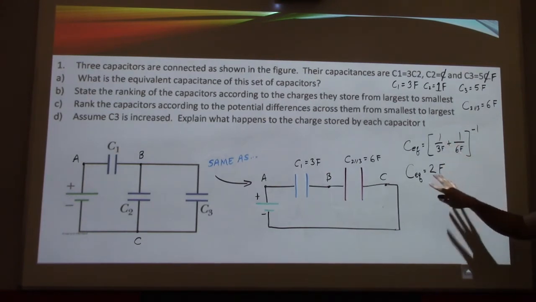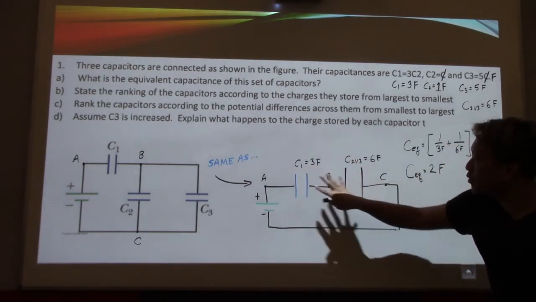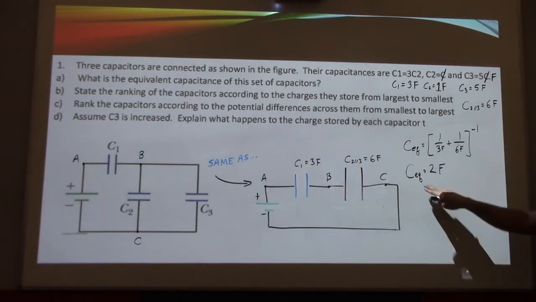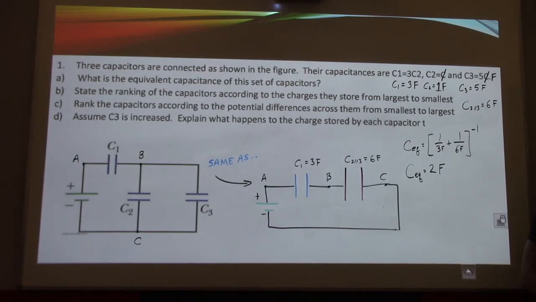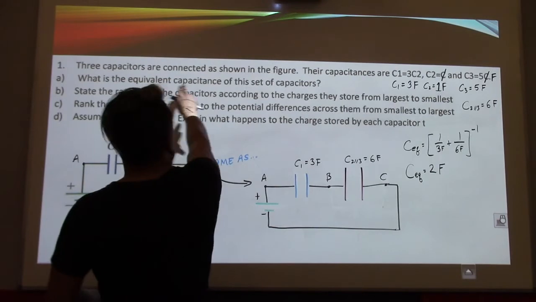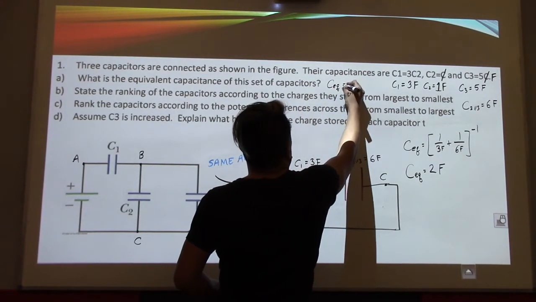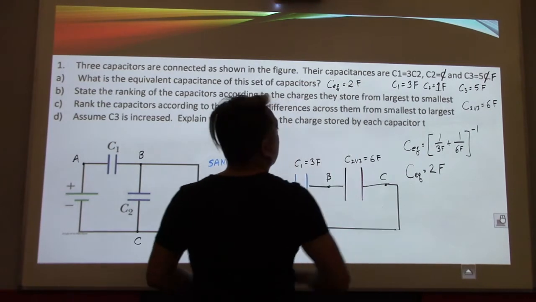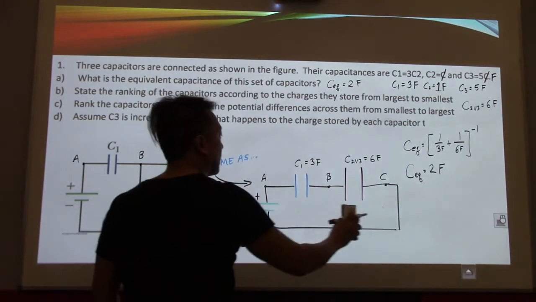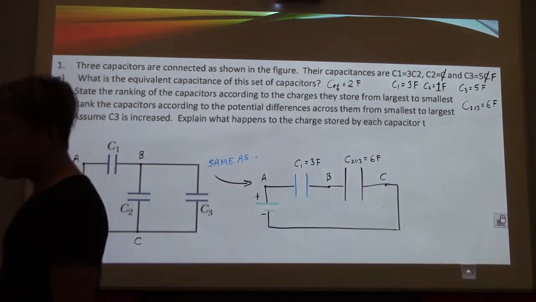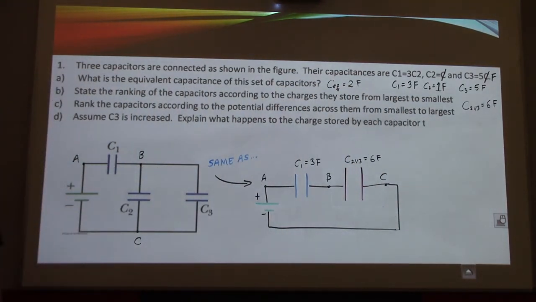So this is saying, if I were to replace these two capacitors that are in series with one giant one, that one giant one would have a capacitance of 2. Okay? So that answers the first part. What is the equivalent capacitance of the capacitors? C_eq equals 2 farads. Okay, got that. State the ranking of the capacitors according to the charges they store from largest to smallest.